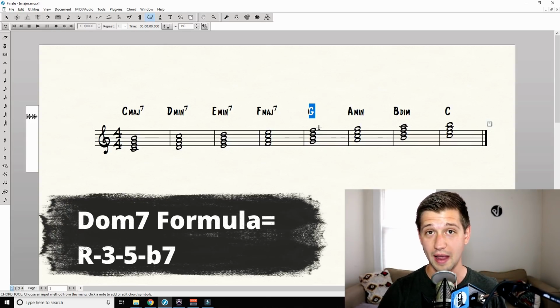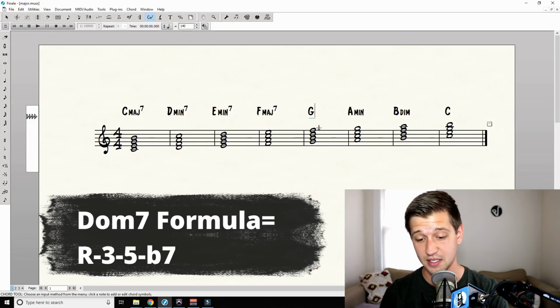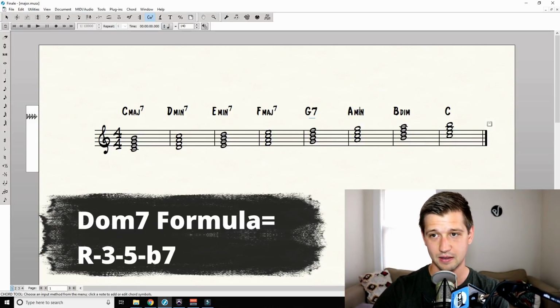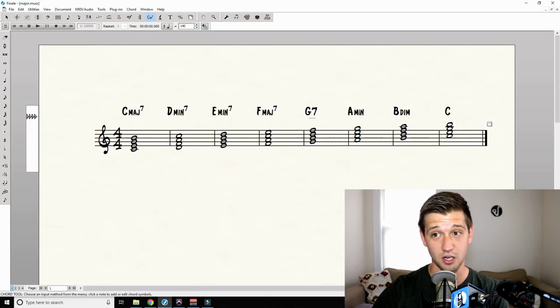So what we have when we have a major third but then a flat 7 is a dominant seventh chord. So this is a G7, and it's the 5 chord. 5 chord's always a dominant seventh chord.